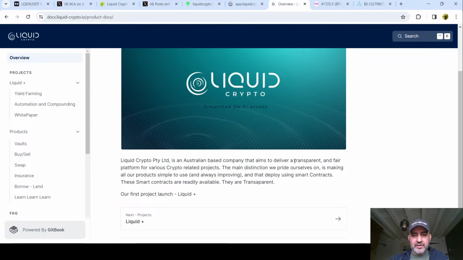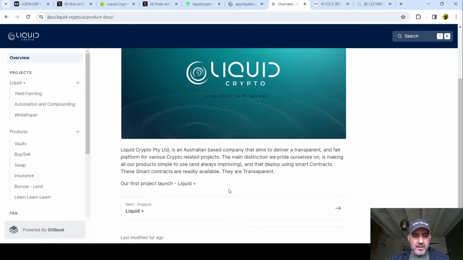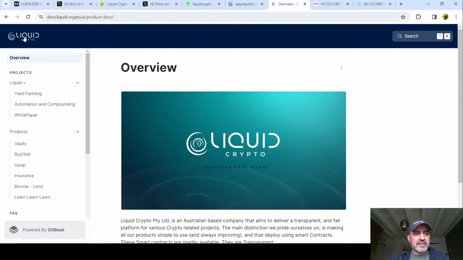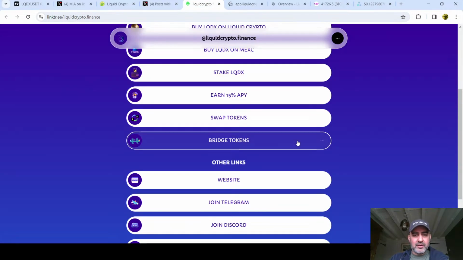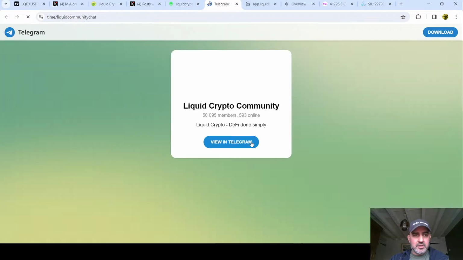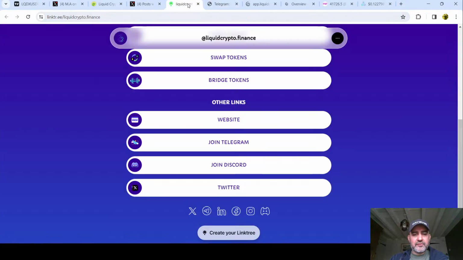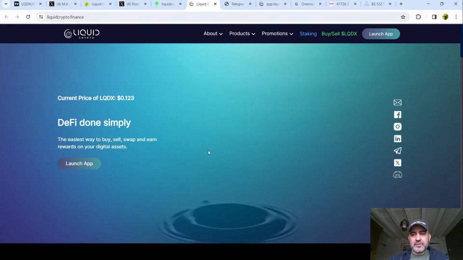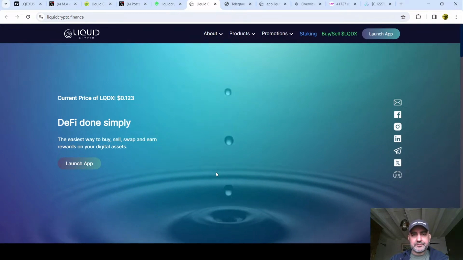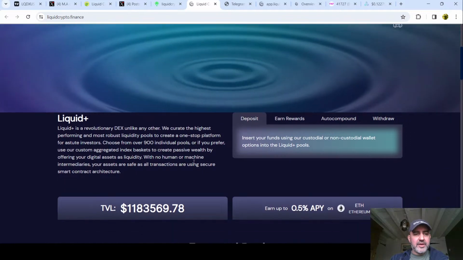Australian-based company that aims to deliver a transparent and fair platform for various crypto-related projects. The main distinction we pride ourselves on is making all our products simple to use. I just don't know what it is, though. That's the thing. I'd like to know. It's not very clear. Maybe I'm just not smart enough to figure it out, but I just want clear communication of, like, it's DeFi, right? But oh, here it is. Hold on.